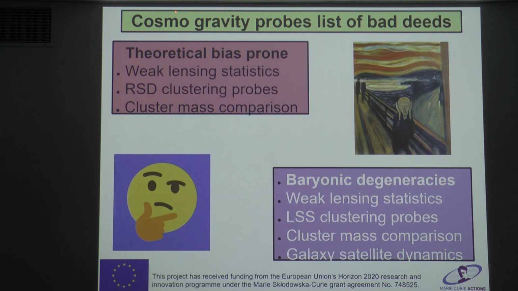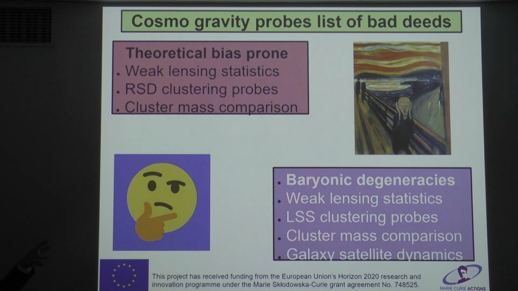If you go to one problem, it is theoretical bias proneness. So this is this kind of effect. If you use the wrong modeling, not self-consistent modeling, your signal, the data you reduce from the observation, depends on the model you assume, the model of gravity you assume, for example. So this concerns weak lensing because it also assumes gravity, residual space distortion, and cluster mass comparison.